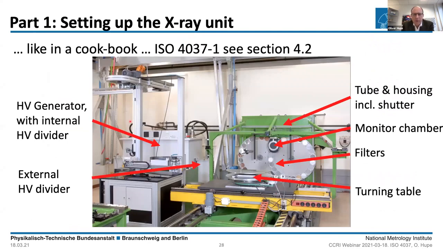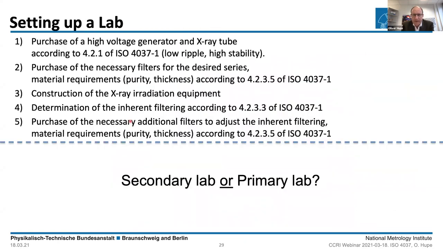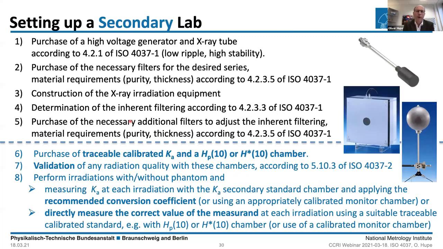With this, now you have your installation, and the next step is you have to validate your installation. That's a question of whether you are a secondary lab or a primary lab. If you are lucky, you are a secondary lab, it's quite easy. You just have to buy some instrumentation and do your measurements. So you have to purchase a traceable calibrated air kerma chamber and an HB10 or H*10 chamber. HB10 chambers can be bought easily. The validation of any radiation quality with these chambers is done according to the requirements in the ISO.